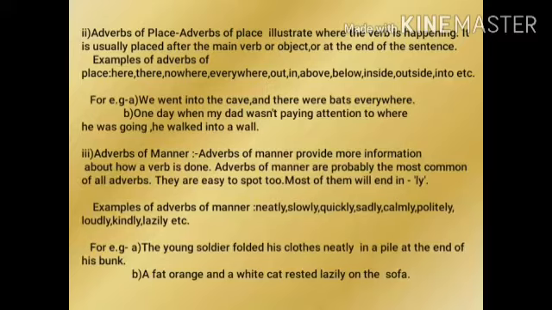Now, number 3, adverbs of manner. Adverbs of manner provide more information about how a verb is done. That means how an action has taken place.